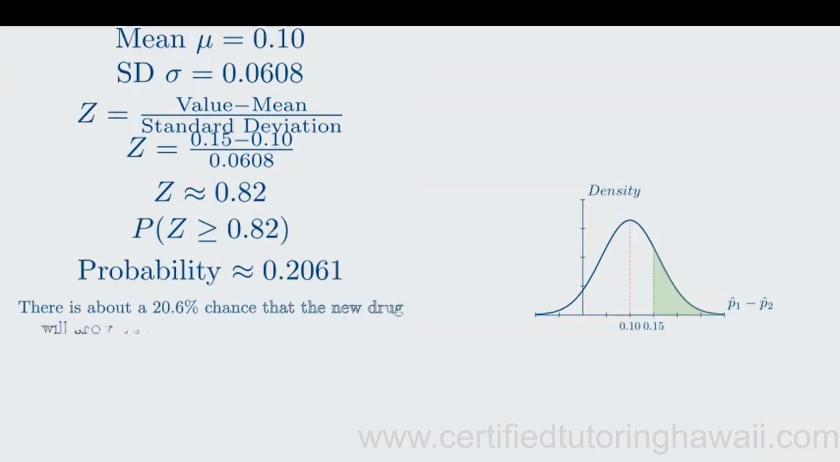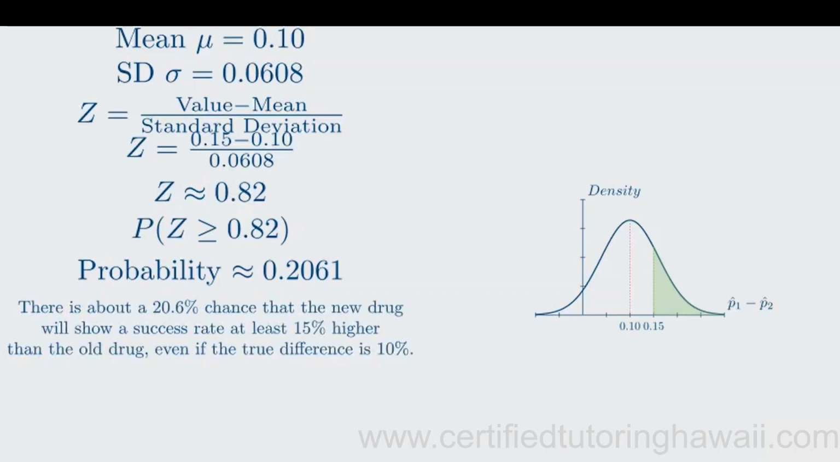In context, this means that even though the new drug is only 10% better in reality, we will see it perform at least 15% better in our samples about 20% of the time just due to random chance in the sampling or assignment process. At this point, you might be wondering why we use such specific formulas and conditions.